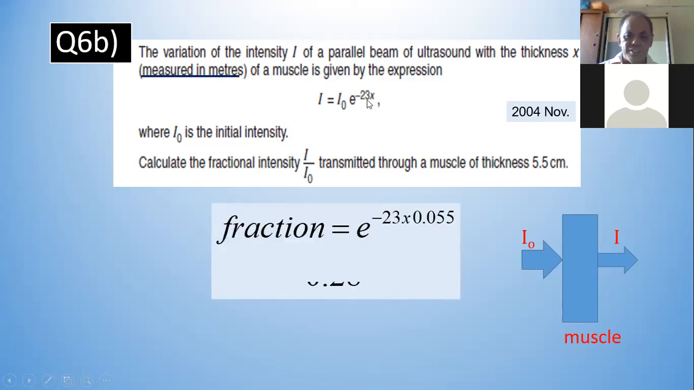For the fraction, we are just using the formula. Remember, your total x is in meter. This is in cm, so you have to convert that to meter. That means this is adjusted already, this one is per meter. That's why you have to change it to meter and use your calculator to calculate it out.